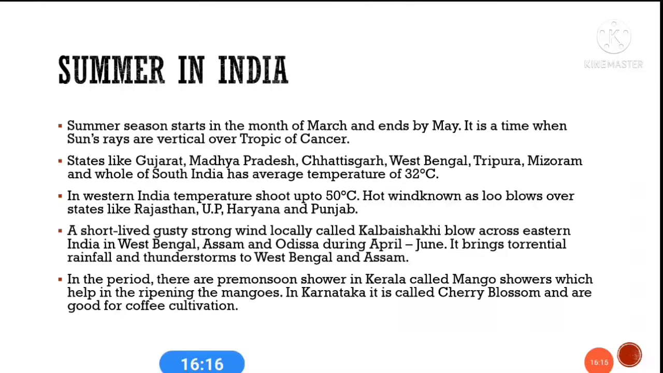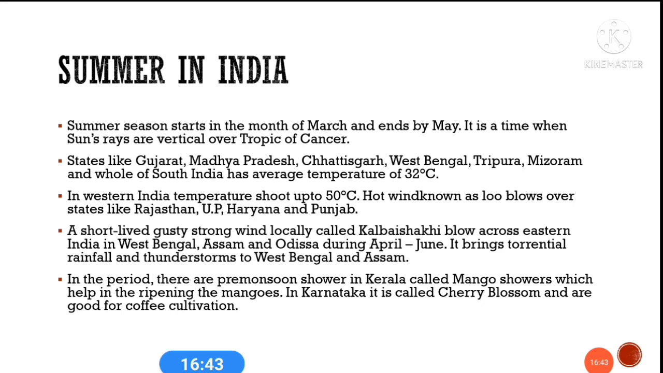In the months of April to June, basically we consider it the spring season. It brings heavy rainfall along with thunderstorms in the states of Assam, West Bengal and Odisha. So this is called Kal Baishakhi. In the same period, there are pre-monsoon showers in Kerala, which are termed mango showers. It helps in ripening the mangoes.